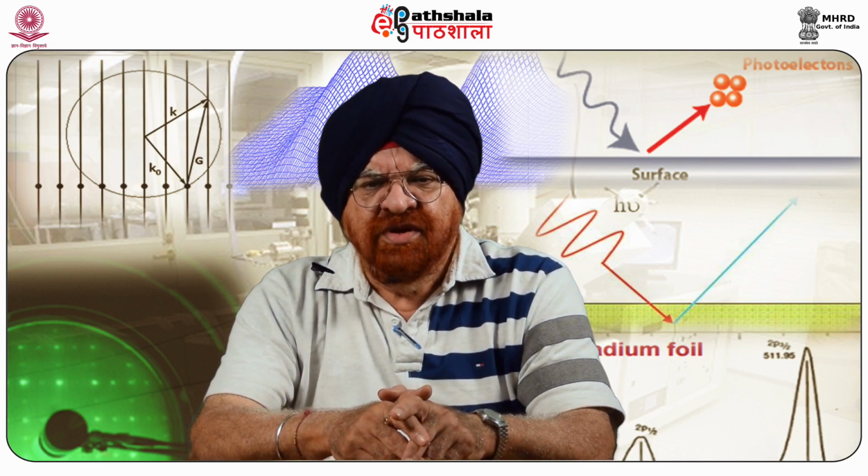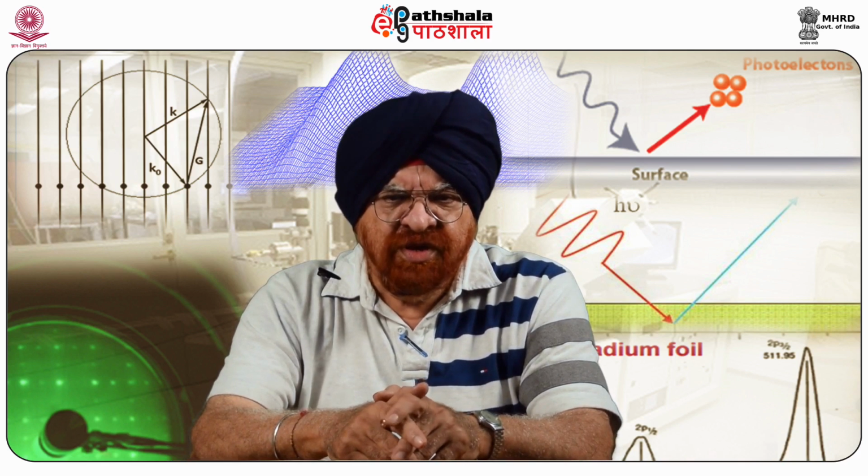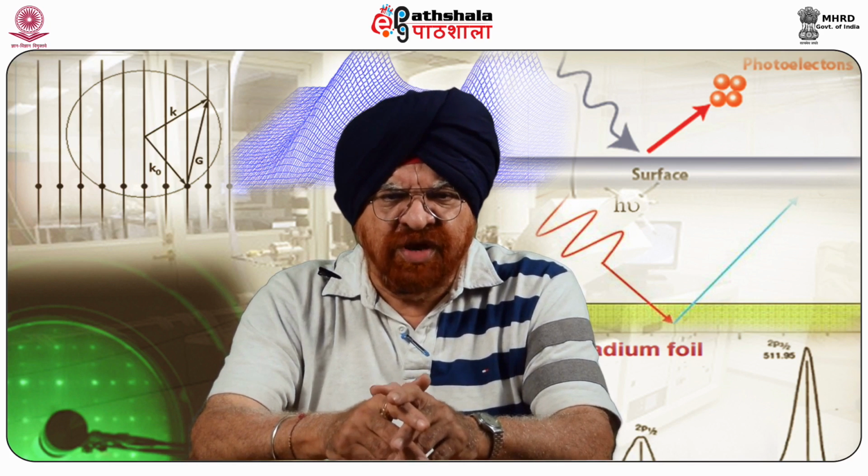Now, when we introduce this topic, electron spectroscopy for chemical analysis is, as I said, abbreviated as ESCA. It is also called X-ray photoelectron spectroscopy, which is abbreviated as XPS. This also is a surface analysis technique that provides the composition and chemical bonding information on the surface of the sample.